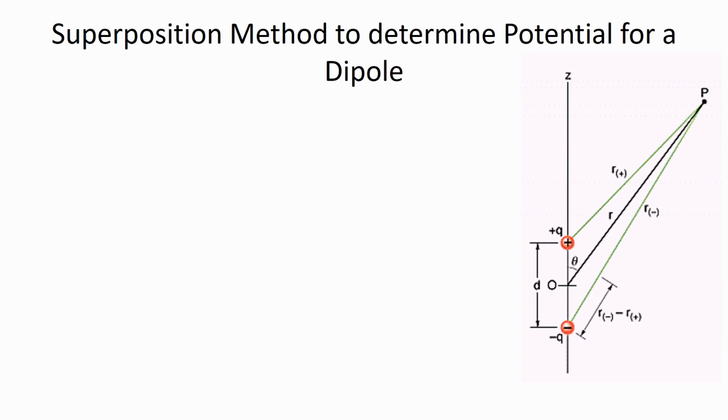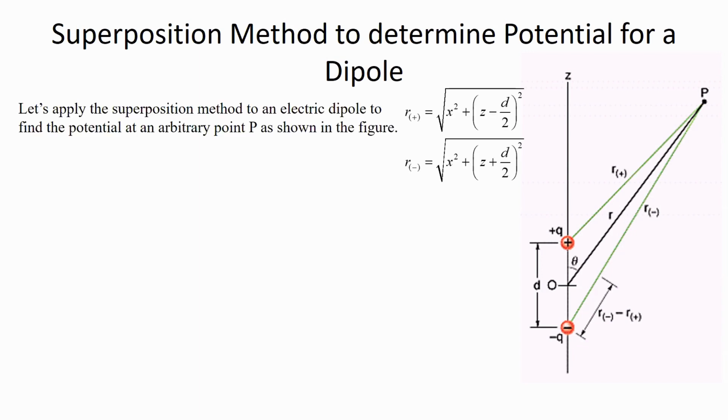You do have a dipole moment, but nature tends to like dipoles, and we'll get into this a little further later in capacitance. I just thought we'd go through the derivation. It's using superposition. It's valid in most cases, all cases I'm aware of, for electric fields as well as potentials. So we'll apply the superposition method to an electric dipole.